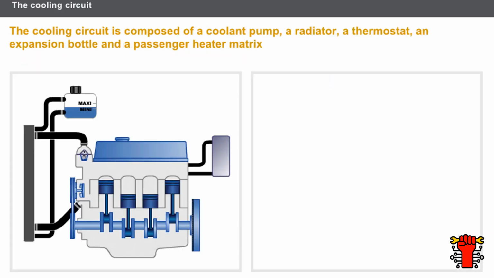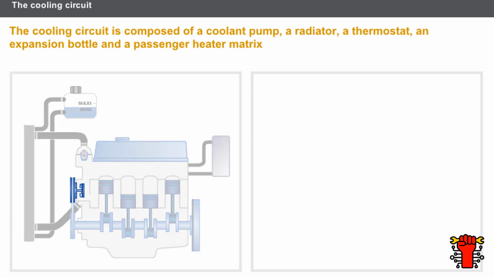The cooling circuit has the following components: a coolant pump, a radiator, a thermostat, an expansion bottle, and a passenger compartment heater matrix.